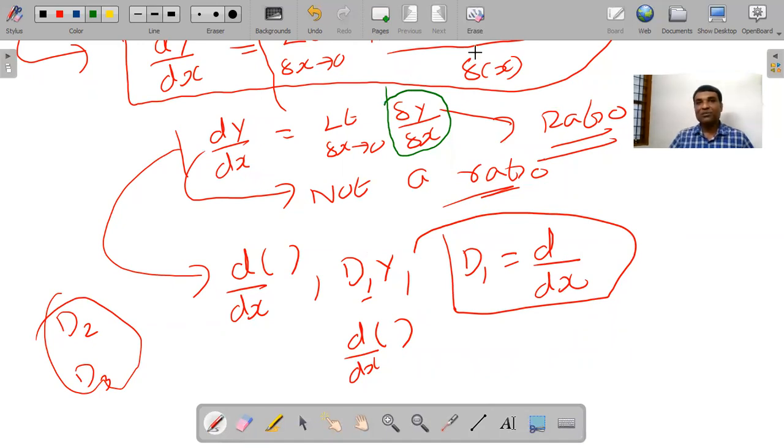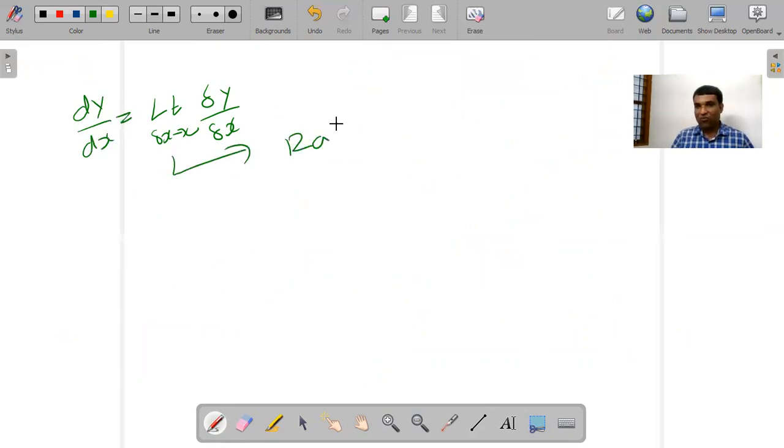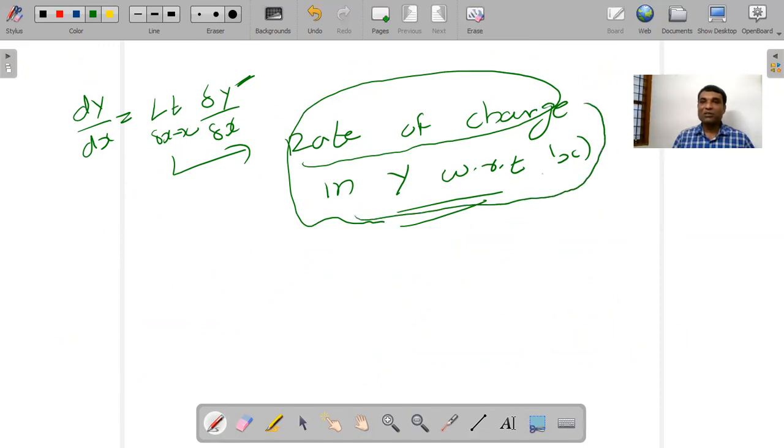Now, limit delta x tends to 0 of delta y by delta x, I am again writing as dy by dx. This is nothing but the rate of change of the variable y with respect to x. So the derivative or differential coefficient is nothing but the rate of change in the output variable y with respect to x.